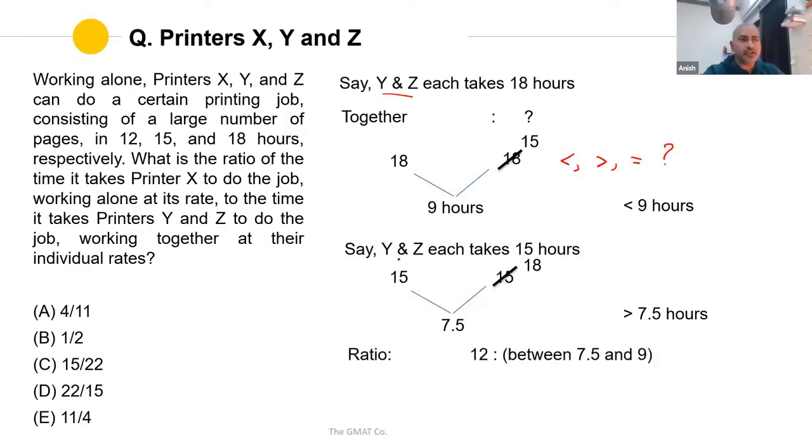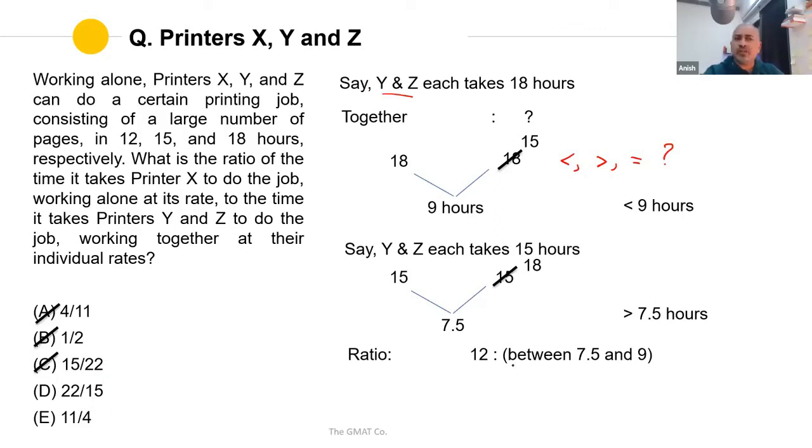We're looking for a ratio which is 12 is to something between 7.5 and 9. Let me scan the options. 4 by 11, gone. 1 by 2, gone. 15 by 22, gone. Now, let me compare the remaining two options. 11 by 4, 12 by 4 would have been 3. 11 by 4 is 2 point something, more than 2, right?